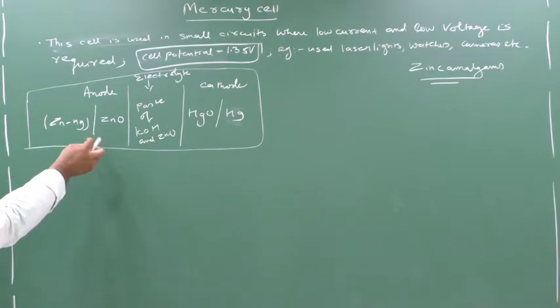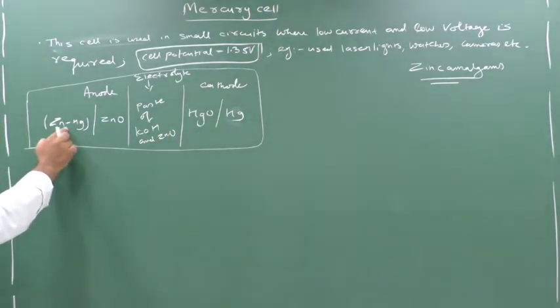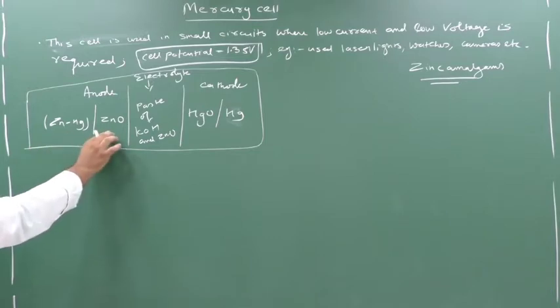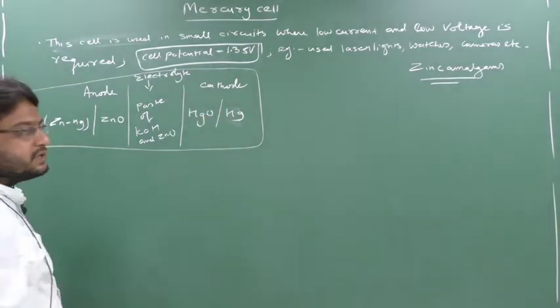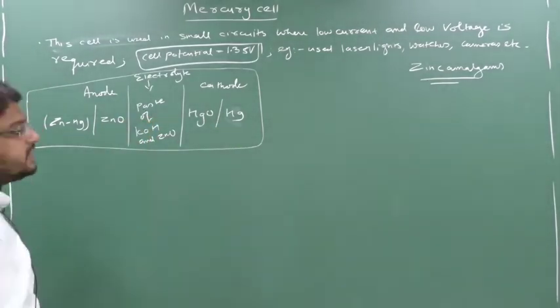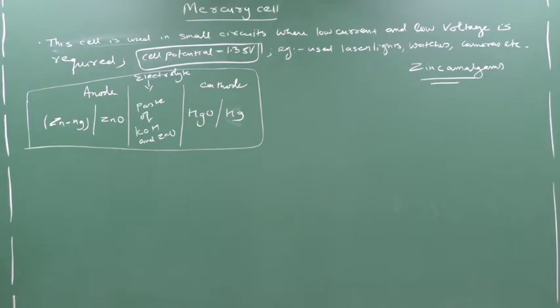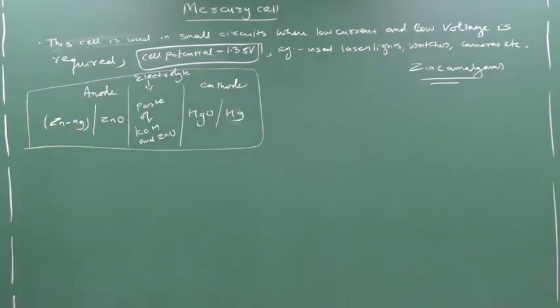So this portion will be the anode and this portion the cathode. Which anode are we using? Zinc amalgam is used as the anode, and this will be converted into zinc oxide. At the cathode, HgO, mercuric oxide, is converted into Hg, and the electrolyte is a paste of KOH and ZnO. And I told you zinc amalgam is nothing but a solution prepared in mercury.